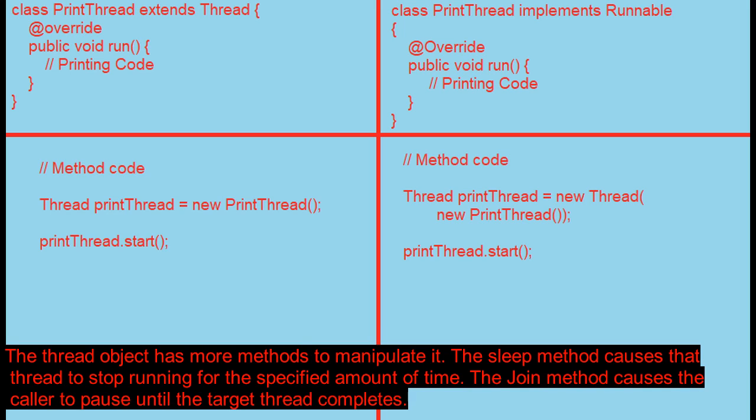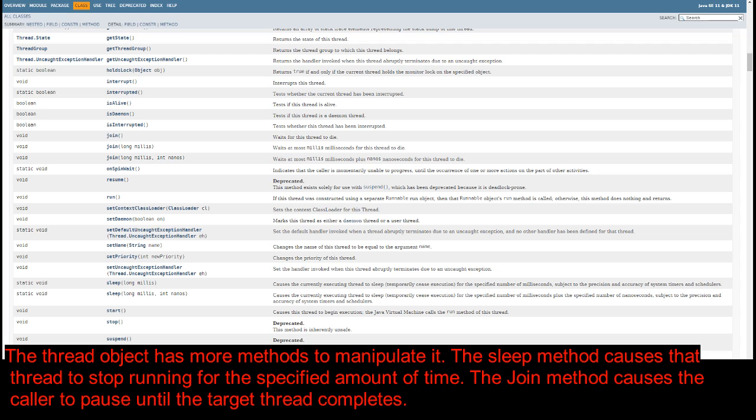The Thread object has more methods to manipulate it. The sleep method causes the thread to stop running for that specified amount of time. The join method causes the caller to pause until the target thread completes.